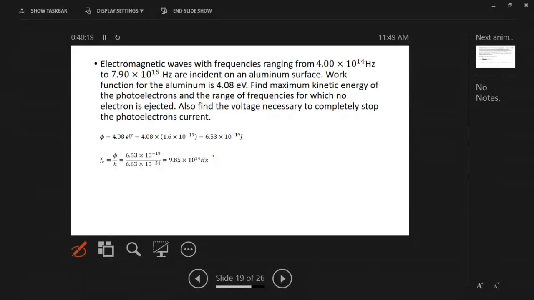So that is going to be the work function in joules. And then I set it equal to h times the cutoff frequency. So the cutoff frequency is going to be phi divided by h. That's h, and this is the work function expressed in joules. And I'm going to get the cutoff frequency to be 9.85 times 10 to the 14th. That basically tells you that any frequency lower than that is not going to be able to create any photoelectron.